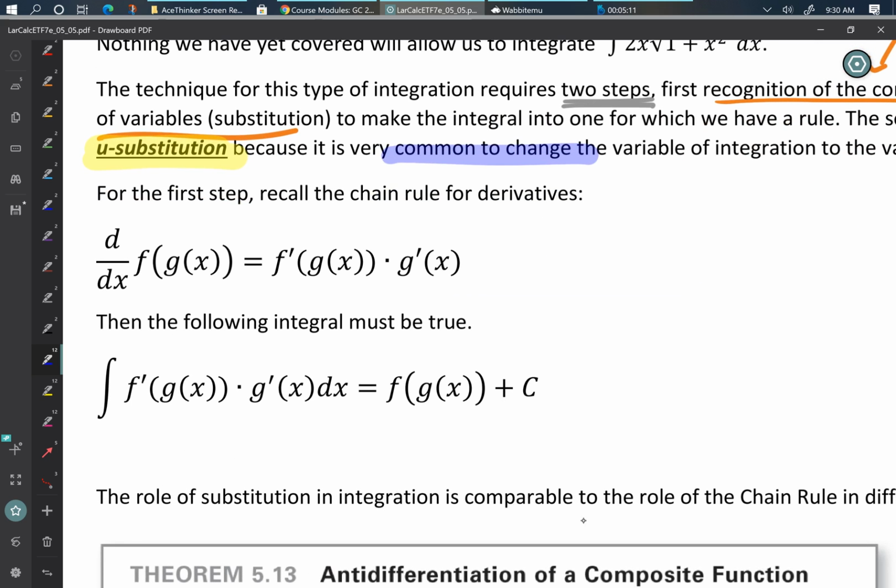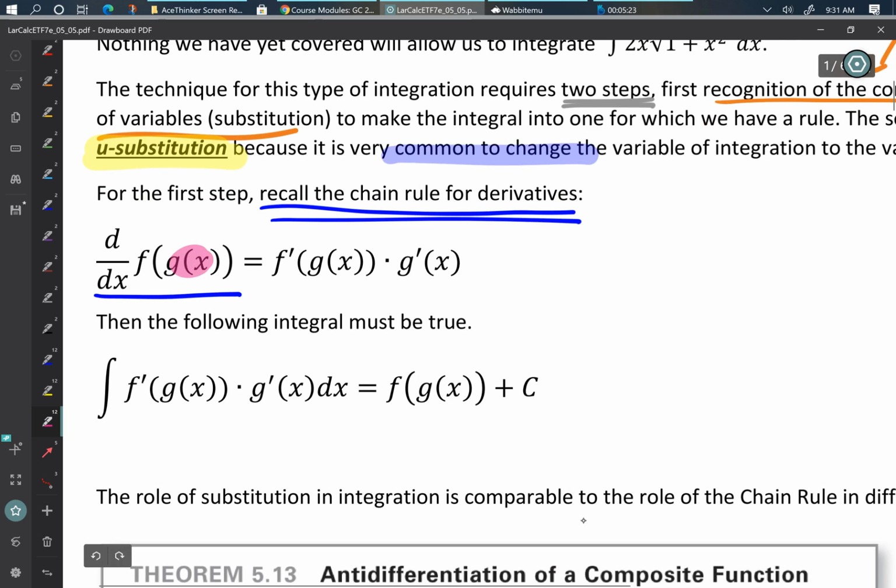All right, so here's the first step. The first step in being able to do u substitution is to remember the chain rule for derivatives. So the derivative with respect to x of f of g of x. There's an inner function and an outer function. When we took that derivative, we got the derivative of the outer function evaluated at the inner, and then multiplied that by the derivative of the inner function. Now what's really, really important here is this right here.